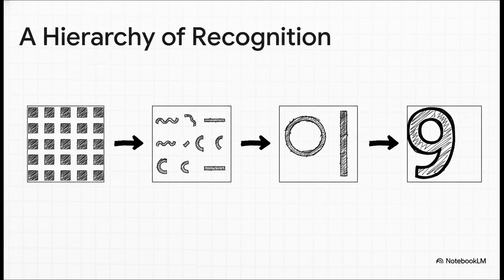So the first layer, it just sees pixels. But maybe the next layer learns to recognize something more complex, like little edges or curves. Then the layer after that might learn to combine those edges into bigger components, like, say, loops or long straight lines. And that makes the final layer's job super easy. It just has to learn that, hey, if I see an upper loop and a vertical line, boom, that's a 9. Each layer gets progressively smarter, building on what the last one figured.